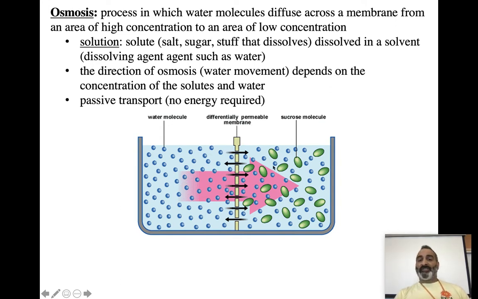The sugar is dissolved in the water, and the sugar is called a solute. And this whole area over here, because the solute is dissolved in the water, is called a solution. Now, this says the direction of osmosis, or water movement, depends on the concentration of solutes in water. So water goes to where there's a lower percentage of water. This is 100% water. This is about 50% water. Water is now moving to where there's less water. That is diffusion. Water is moving down the gradient, is what's happening here.